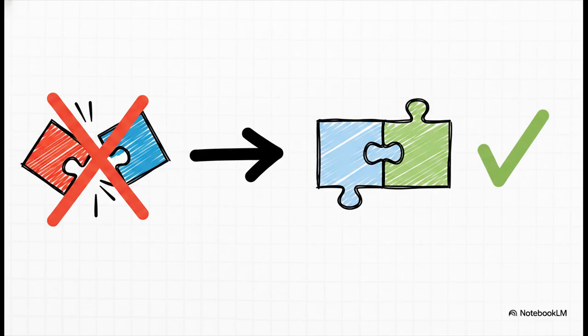So instead of a grammatical error, you get digo se lo a Juan. It's just a smooth, completely natural sounding sentence.